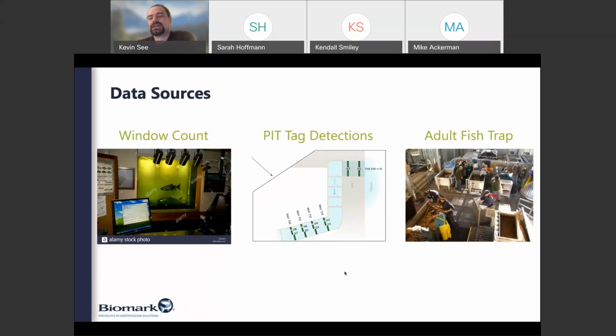And finally, there's the adult fish trap. As fish climb that ladder, the fish trap opens up about 4 times an hour for some specified amount of time, depending on the set trap rate. And if any fish is swimming across the ladder at that moment, they fall into the trap where they can be sampled, they can be measured and PIT tagged, and a lot of other data taken within that trap.